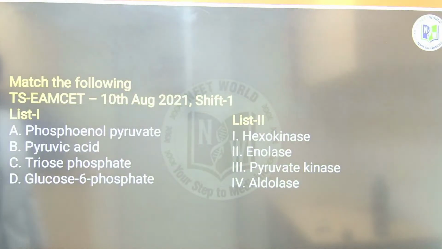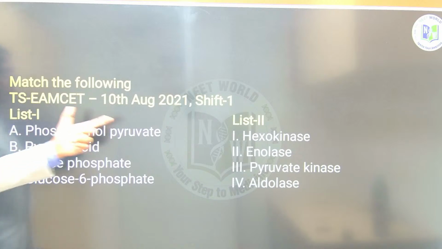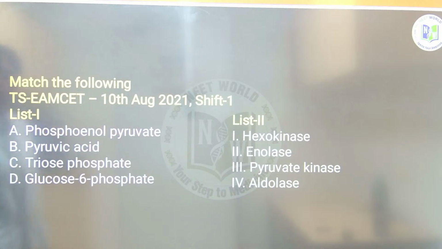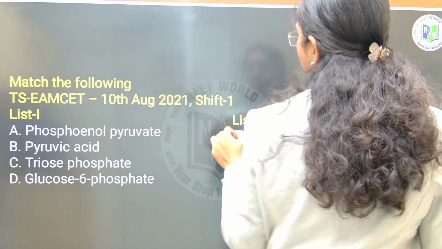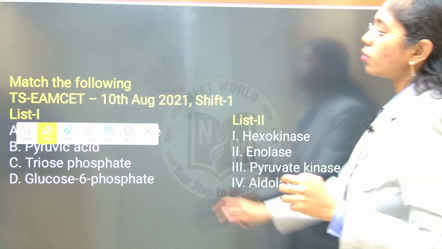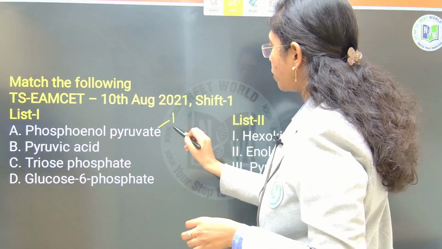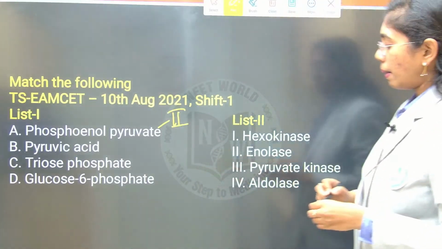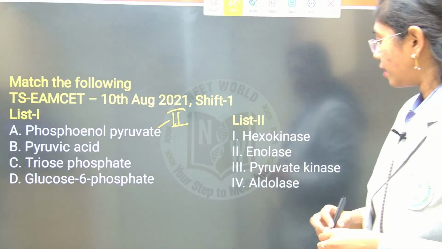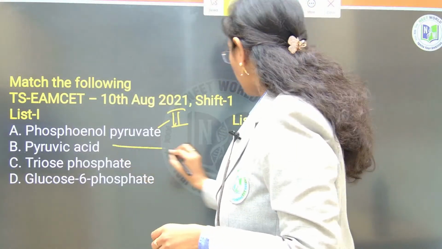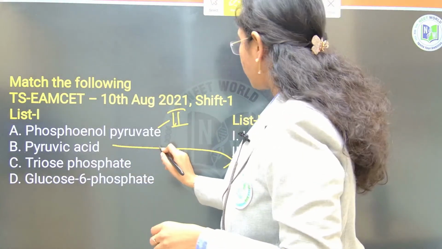Match the following type again. Analyze the question carefully. List 1 and list 2 are provided. In list 2, enzymes are being given. Substrates and the catalyzing enzyme. Phosphoenol pyruvate is the substrate which gives out the product, that is pyruvate, by the enzyme enolase, which is option 2. Pyruvic acid is formed by pyruvate kinase, which is option 3.